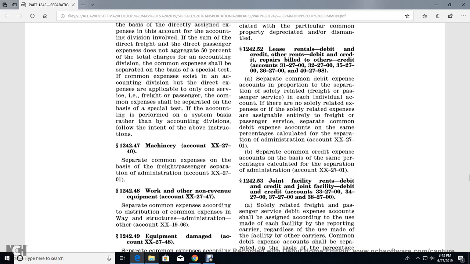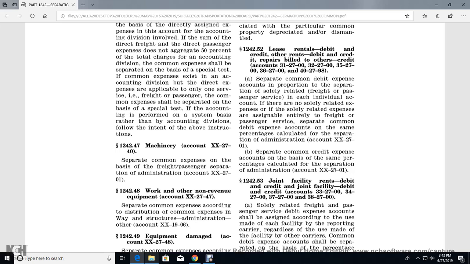1242.52, lease rentals: debited with the credit of rents, debit with the credit of repair bill, and other credits, accounts 312700, 32 27 00, 35 27 00, 36 27 00, 40 27 98. Separate the accounts for debits with the proportional separate solely related to freight, passenger, or passenger service. Each individual account with no solely related expense is assigned entirely to the freight or passenger service.